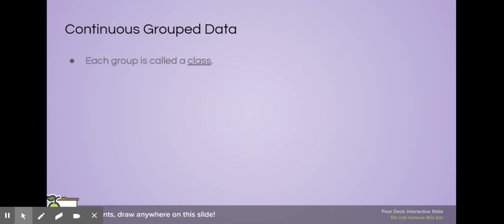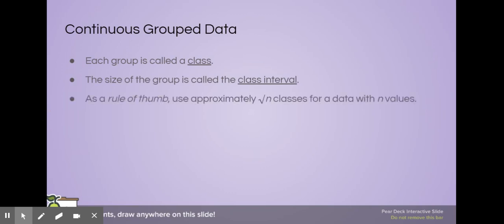So in general, each group is called a class, and the size of those classes are called class intervals. As a rule of thumb, you want approximately the square root of n classes for data with n values. So if you have 49 pieces of data, in general, you might want about 7 classes. And that's just a rule of thumb. You can definitely play it by ear and play it by problem. It's going to depend on the problem, but just to give you an idea of roughly how many classes you should have.